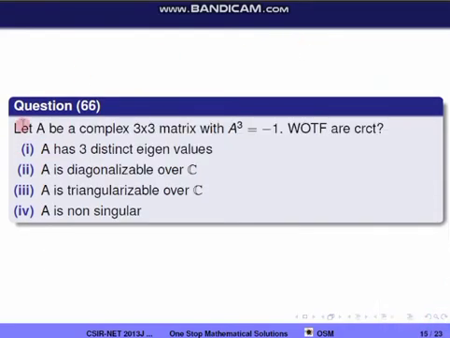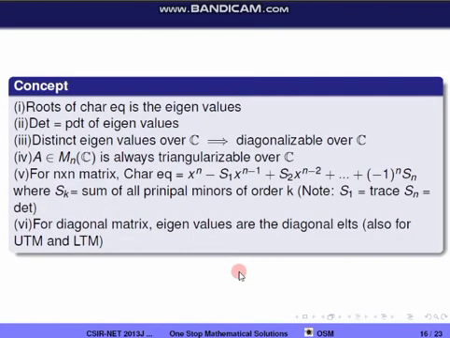Next question, question 66. Let A be a complex 3 cross 3 matrix with A cube equal to minus 1. Which of the following are correct? So we are given a complex matrix which satisfies this equation. Then we have to find which of the following correctly states this property. So first of all, we'll look into the concept used in the question.